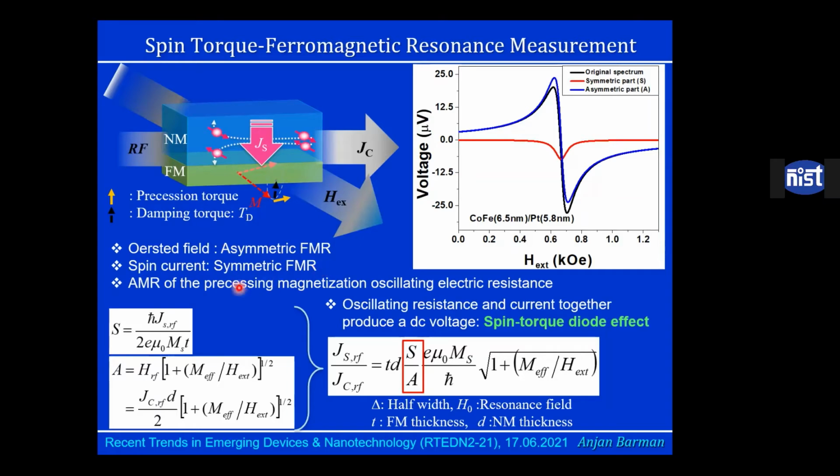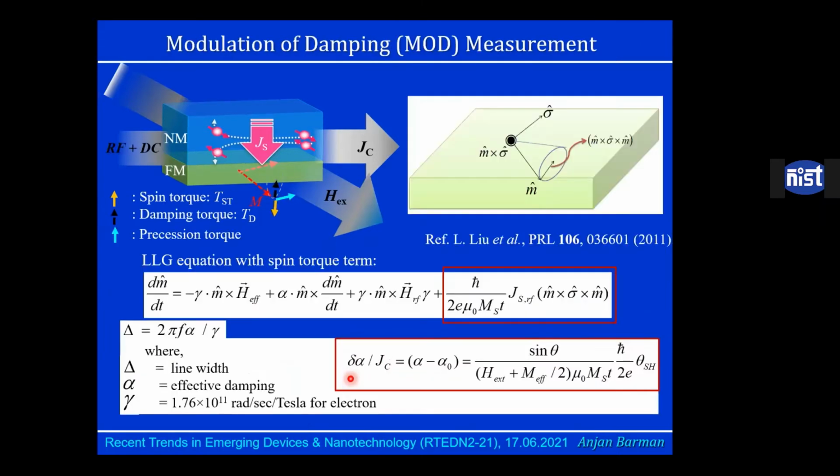If you measure the anisotropic magnetoresistance here, that will cause an oscillating electric resistance, and along with this it produces a DC voltage. This is called the spin torque diode effect. This is a very important effect, and from there one can also measure the spin to charge conversion efficiency.